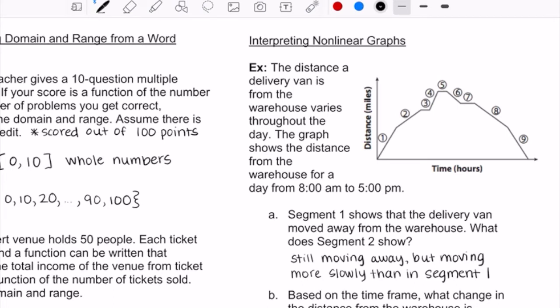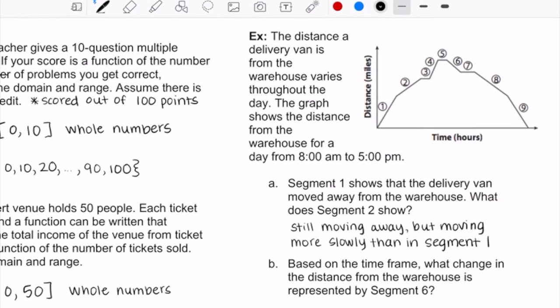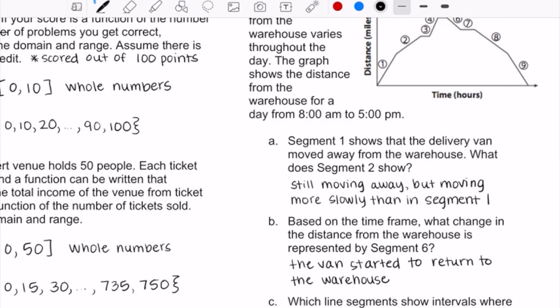So for part A, in segment 2, the van is still moving away from the warehouse. It hasn't stopped or turned around to come back. However, it's moving more slowly than it is in segment 1. For part B, notice that in segment 6, the slope of the line is negative for the first time. And so here the van has started to return to the warehouse.